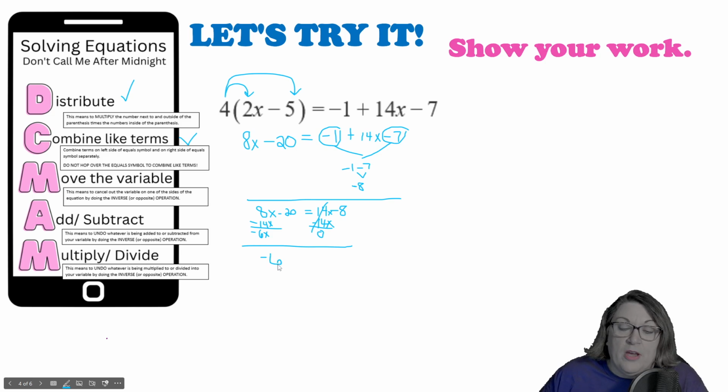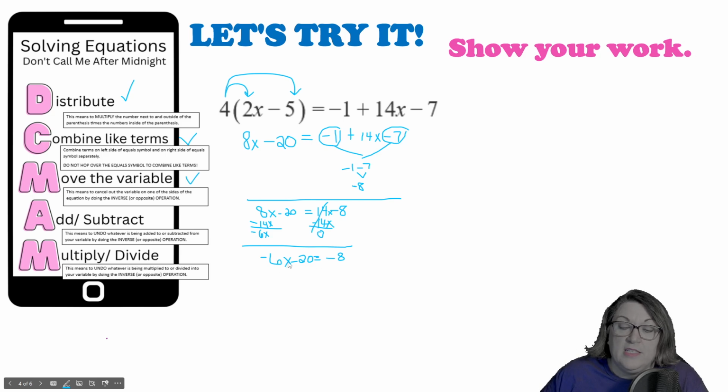So I'm going to rewrite my equation now. I have negative 6x minus 20 equals, and then there's a negative 8 over here. This was minus 8, remember? Negative 8. Okay, we're done with this one, and now we're on the add subtract part.